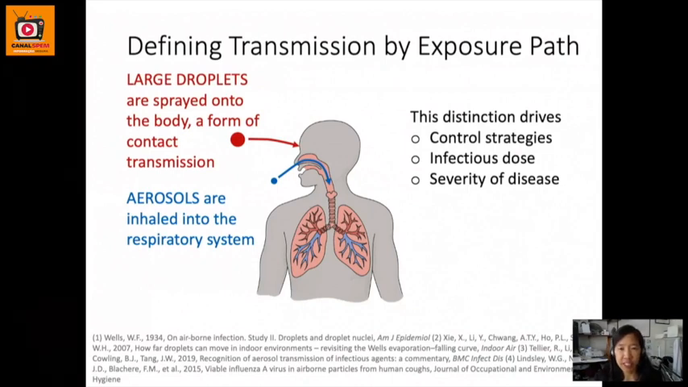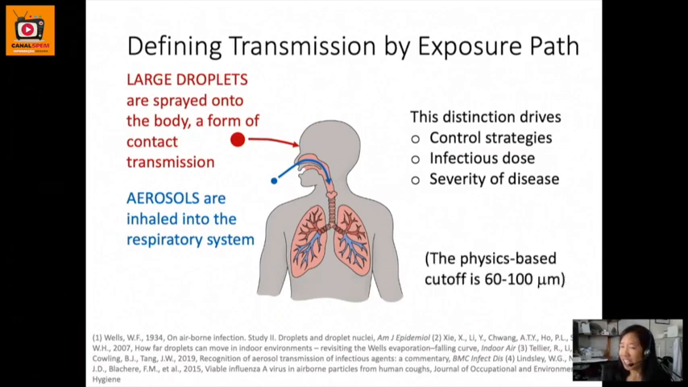This distinction is also thought to drive the infectious dose. For some other diseases, we know that if the virus makes it down deeper into the respiratory system, fewer viruses are required to initiate infection, and this can also affect severity of disease.